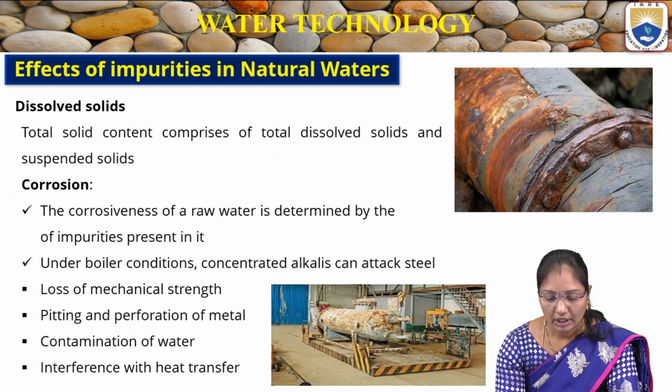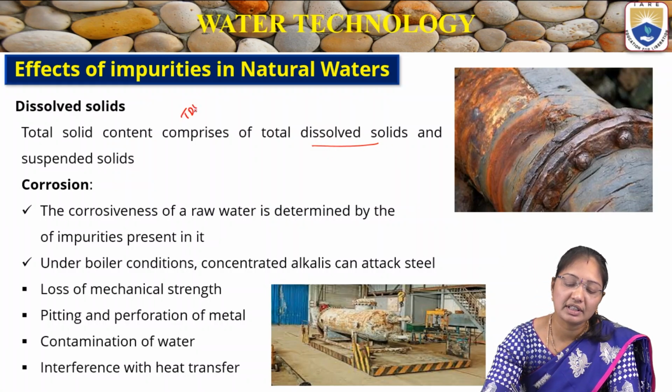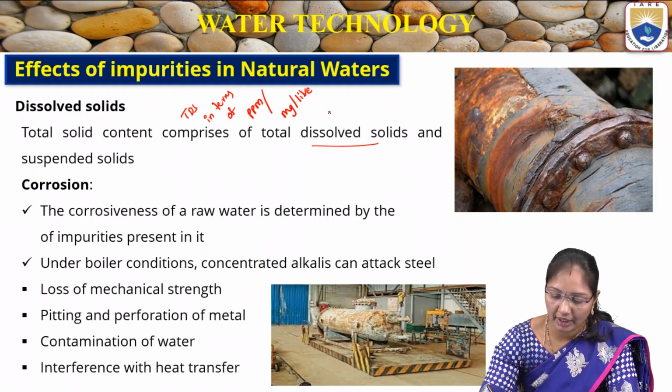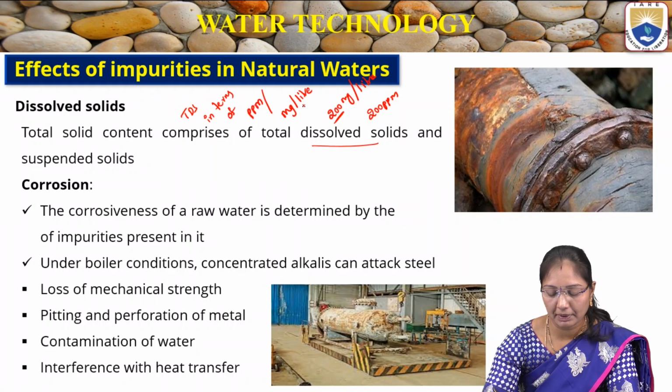Again, dissolved salts. The total solid content present in the water comprises total dissolved salts, nothing but the TDS that we generally test in the water. It is expressed in terms of ppm, parts per million, or mg per liter. Suppose we tested the water for TDS and it gives 200, it means 200 mg dissolved in 1 liter of water, or 200 ppm. So ppm is parts per million or mg per liter.